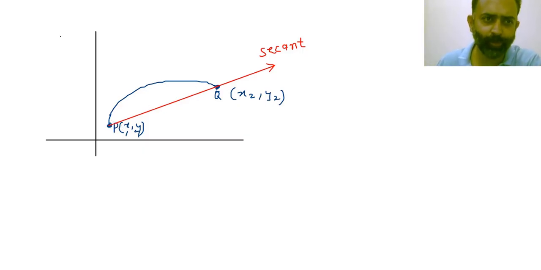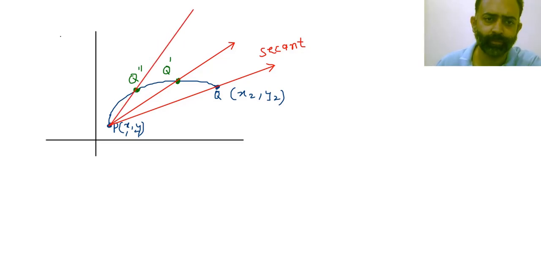So let me bring this point Q nearer to point P. Let us say here is your Q dash. What about the secant line? This secant line will now look like this. Again I am moving this point Q dash closer to point P. Let us say the new position of Q is this Q double dash. And what is the position of the secant line? The secant line will look like this.